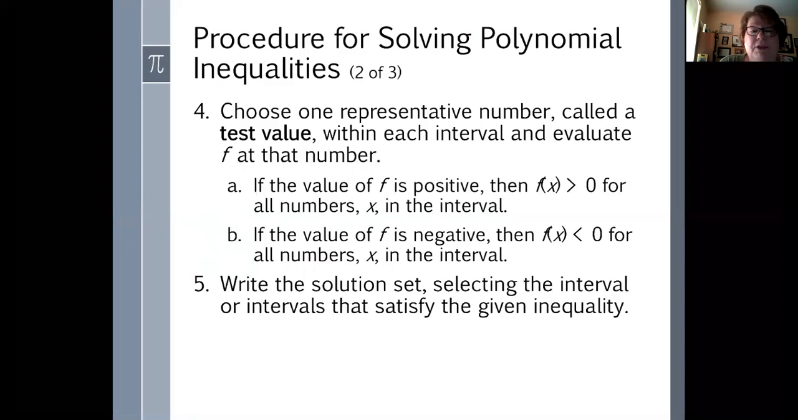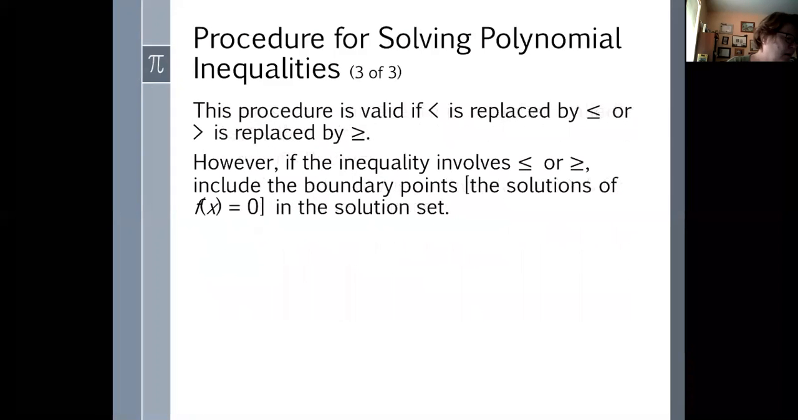The last step is to write the solution set, selecting the interval or intervals that satisfy the given inequality. The procedure is also valid if less than is replaced by less than or equal to, or greater than is replaced by greater than or equal to. However, if the inequality involves less than or equal to or greater than or equal to, you include the boundary points, the solutions of the equations, in the solution set.